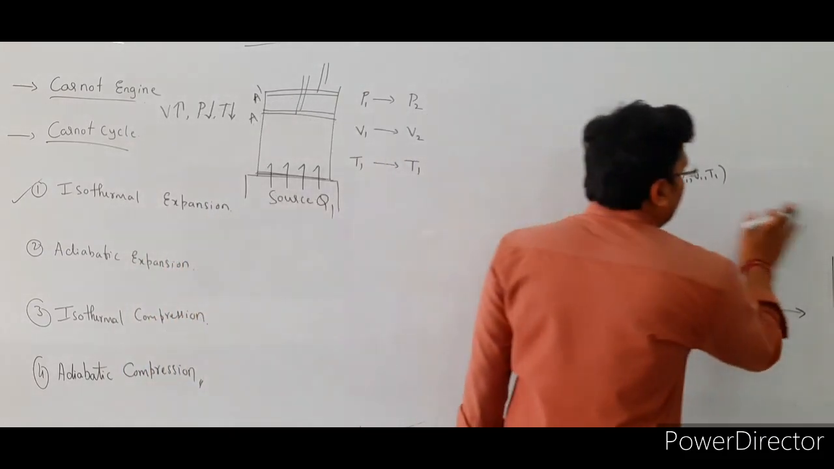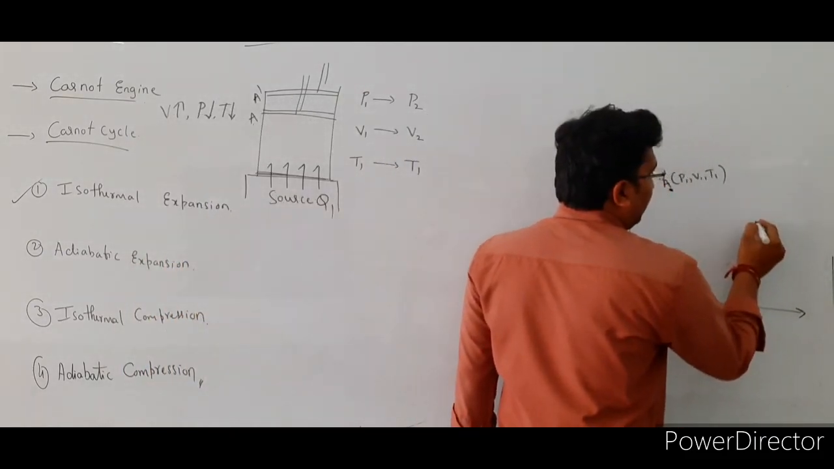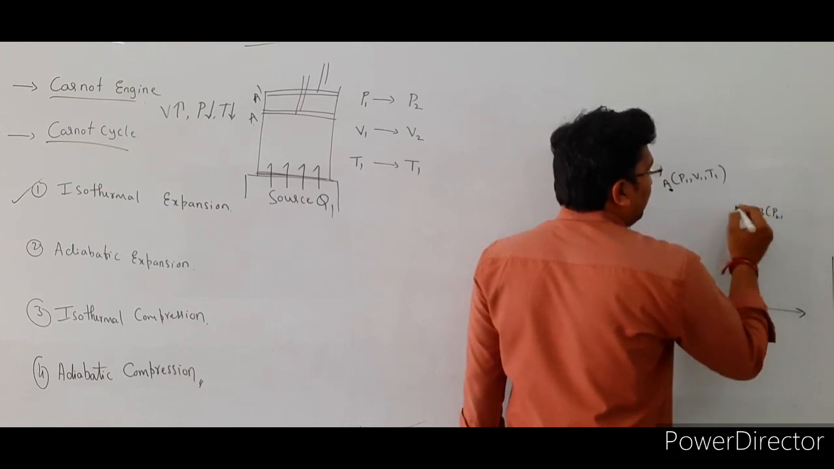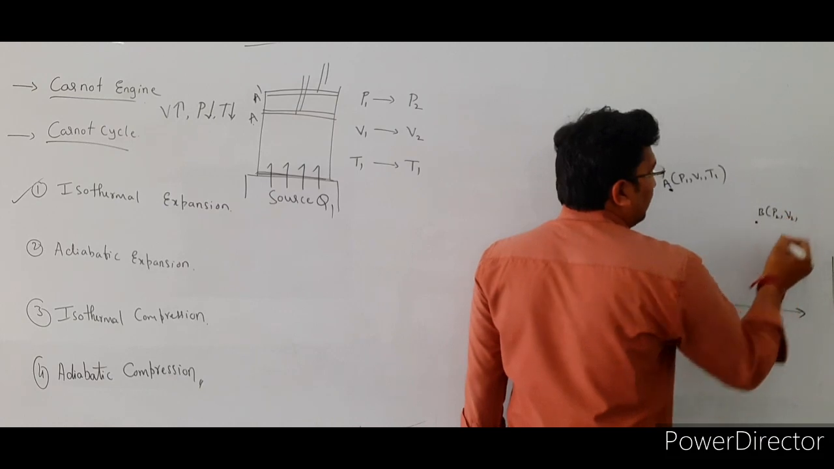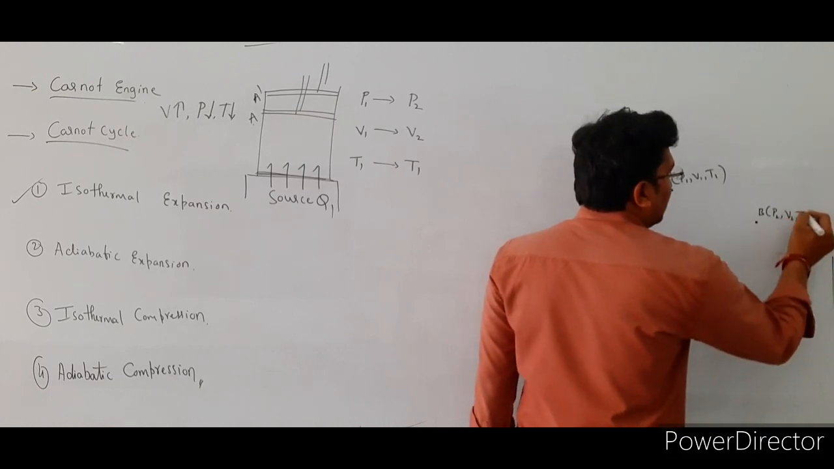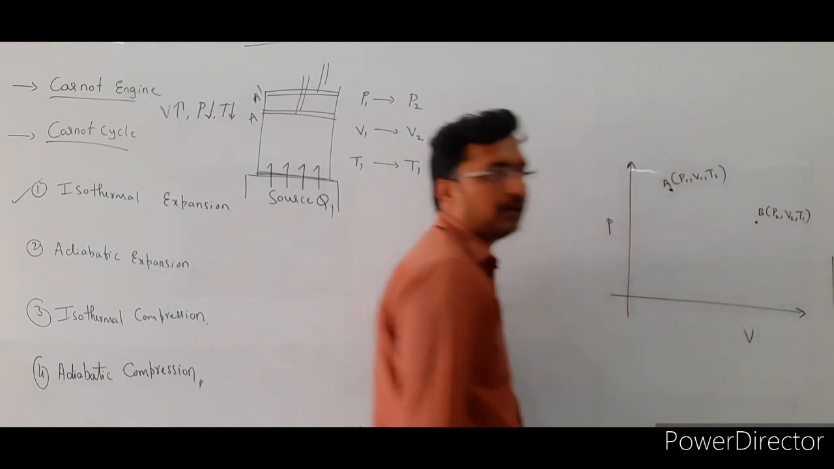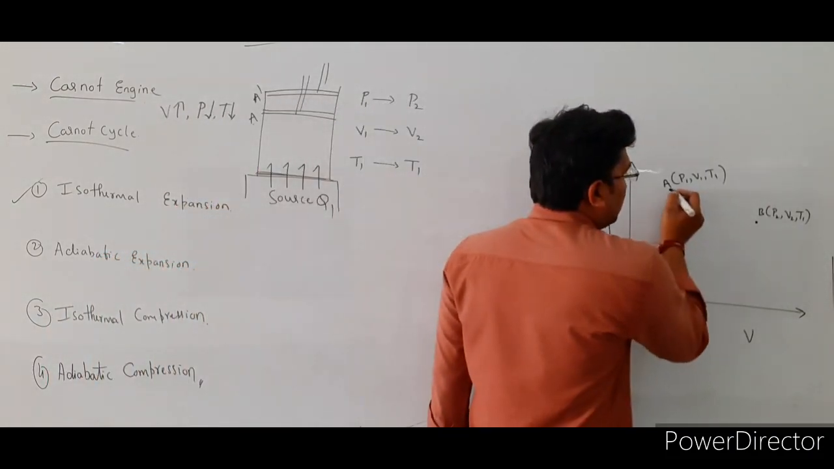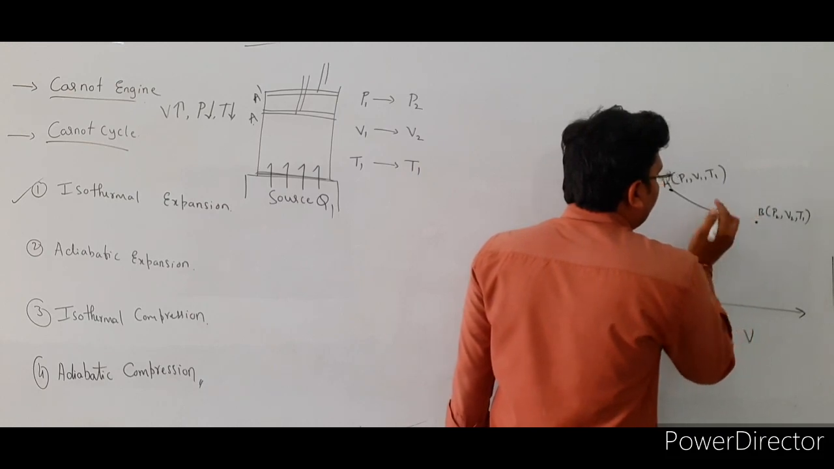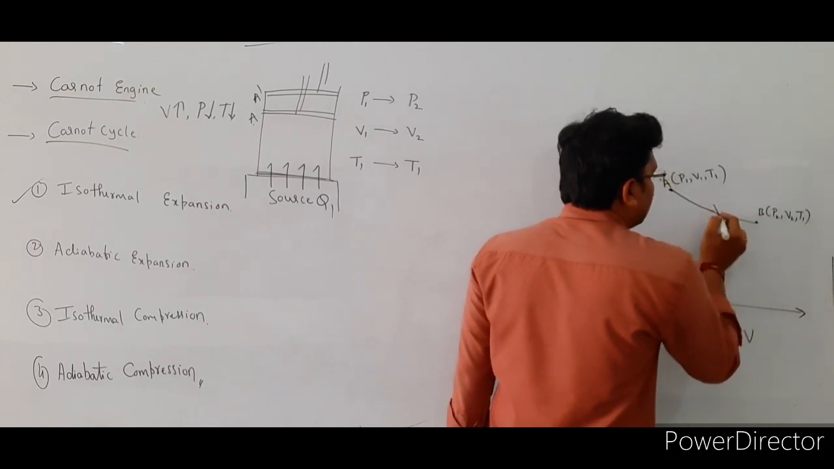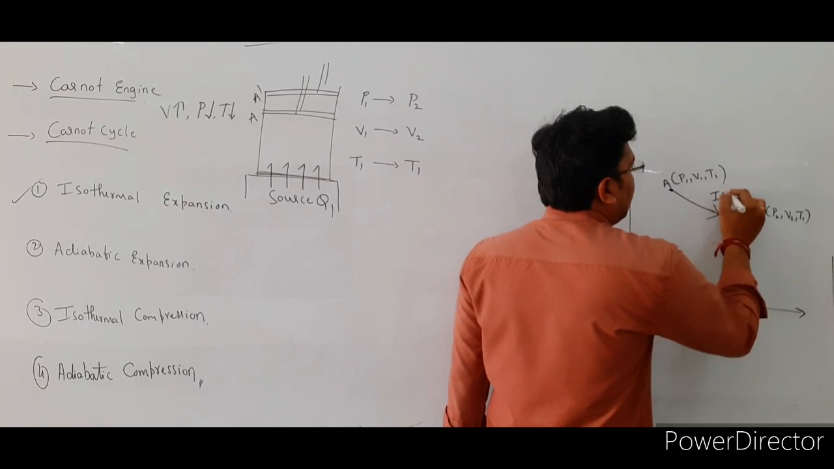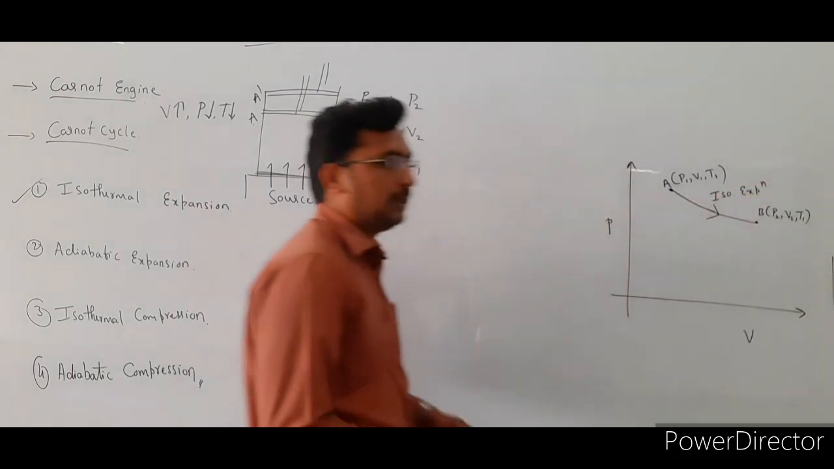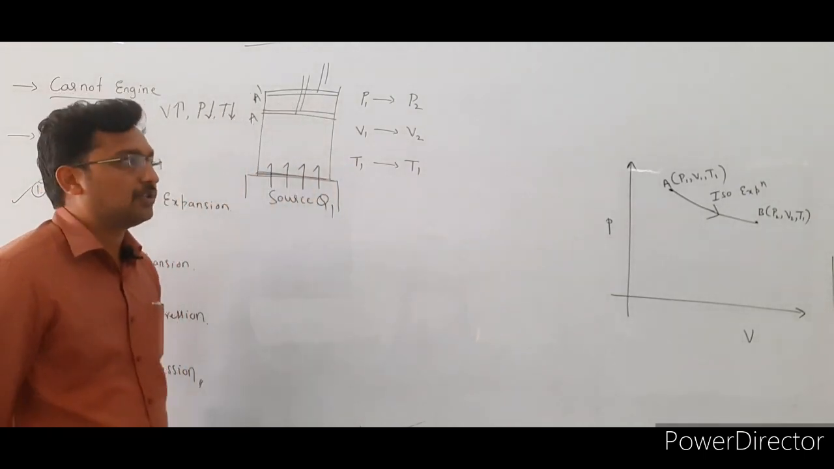And this is represented by point B in the PV diagram. So what is the state of the system here? The pressure is changed from P1 to P2, the volume is changed from V1 to V2, but the temperature remains the same, that is T1. So join these 2 points here. This gives the isothermal expansion. The curve AB indicates the isothermal expansion.